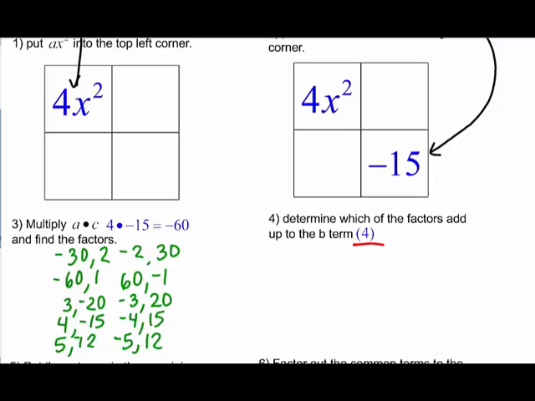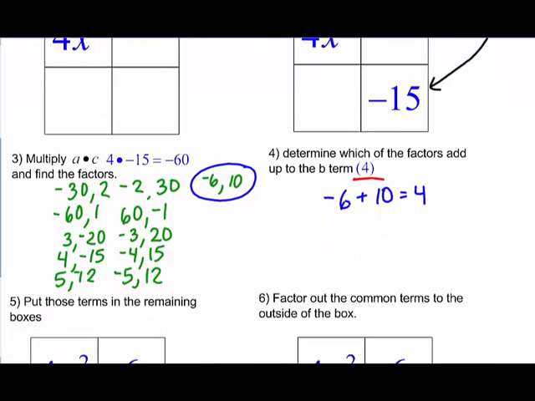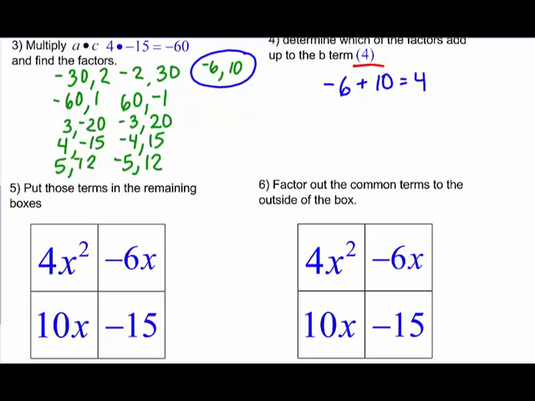Other factors are negative 6 and 10. Now I know when I add those two together, I'm going to get a positive 4. So that is what I'm looking for. Negative 6 plus 10 does give me that positive 4 I'm looking for. So once I find those two terms, I'm going to take those terms and put them in those boxes. Now it doesn't matter if you put the 10x in the top right and the negative 6x in the bottom. You'll still get to the same answer eventually.